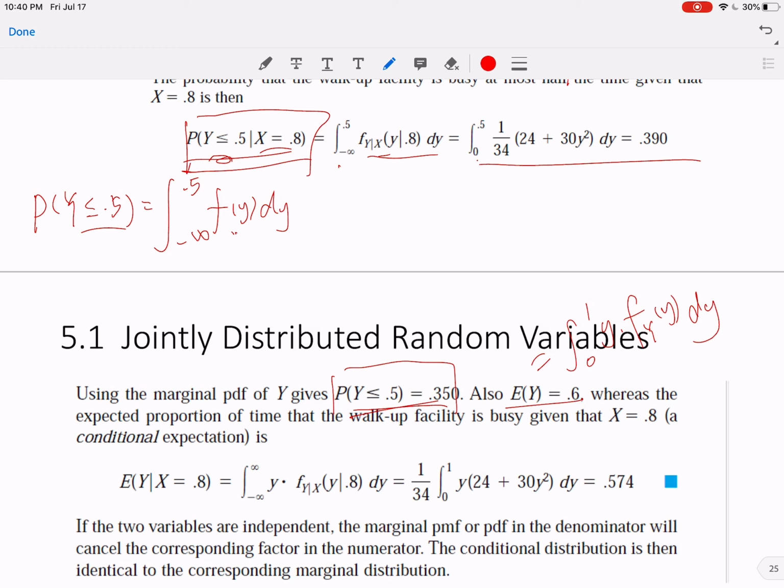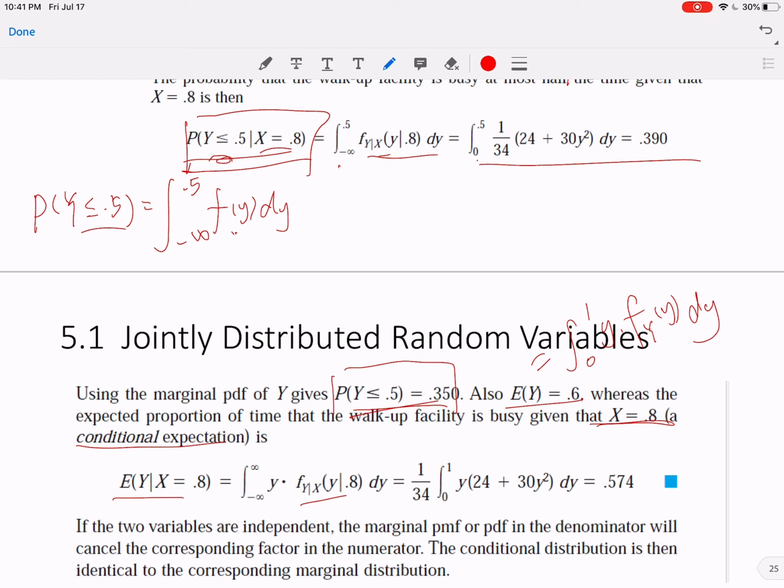Whereas the expected proportion of the time that the walk-up facility is busy given that x is equal to 0.8, over here we're looking for a conditional expectation. Once again, since the properties of the regular PDF or CDF or expected values of random variables also apply to conditional distributions, if we want to find the conditional expectation, we just need to integrate y times the conditional PDF over the given interval of y.